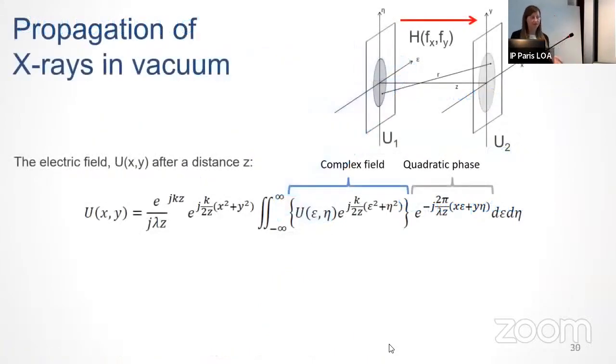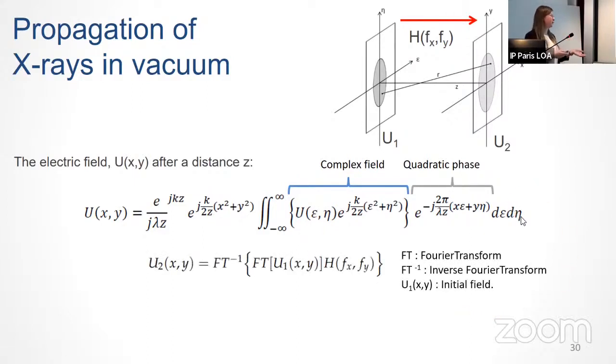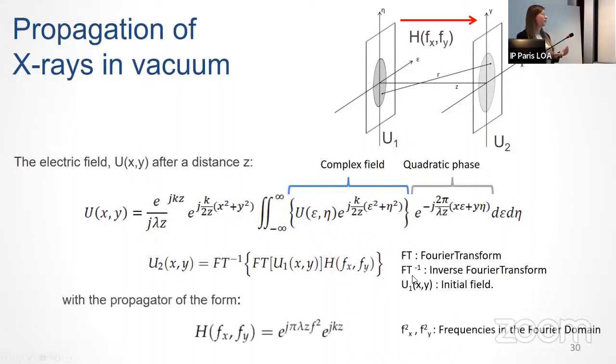To propagate from one element to the other, we use the classical Fresnel propagator configuration. So the field after a certain distance z is just the Fourier transform of the complex field and a quadratic phase factor. The propagated field can be rewritten in a simpler form in this way, where H is the propagator and f are the frequencies in the Fourier domain.